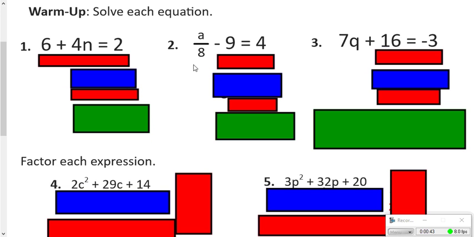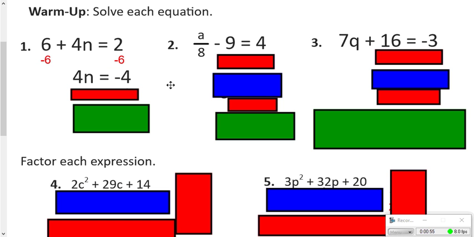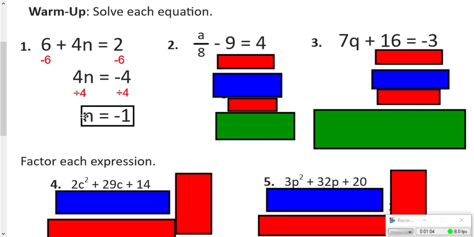Alright, at this time I will assume that you have already tried the warm-up, so let's double check your answers here. Number 1, we start with the equation 6 plus 4n equals 2. On both sides of our equation we can subtract 6. That will leave us with the new equation 4n equals negative 4. On both sides of our equation we can divide by 4, which will leave us with n equals negative 1.